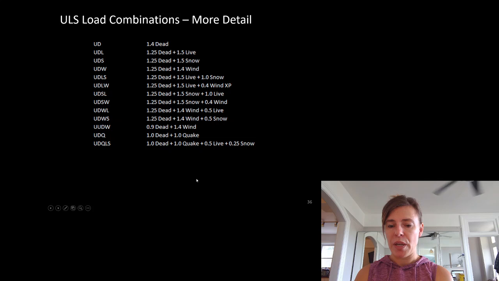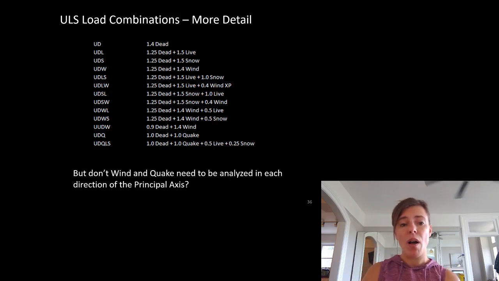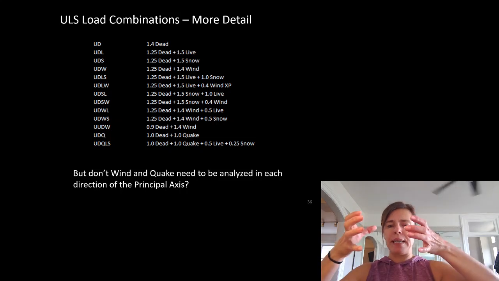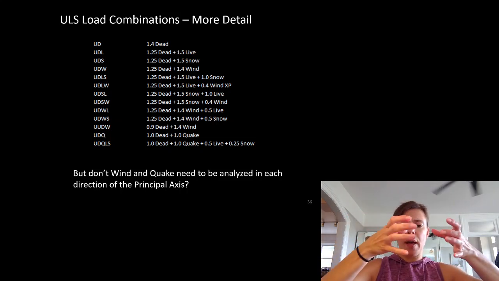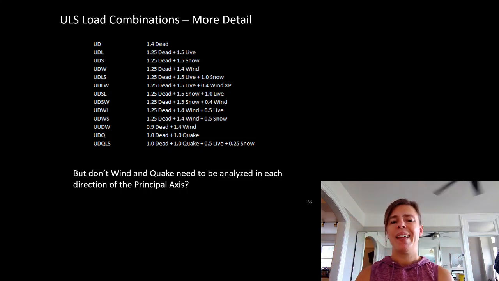So we have dead and quake, and then we have dead, quake, live, and snow. So that's a lot of load combinations we need to look at and see which one governs each of the things that we need to talk about. But we have a building. Wind can go this way, wind can go this way, wind can go this way, wind can go this way. And same thing with seismic loads. So it seems like we need a few more load combinations.